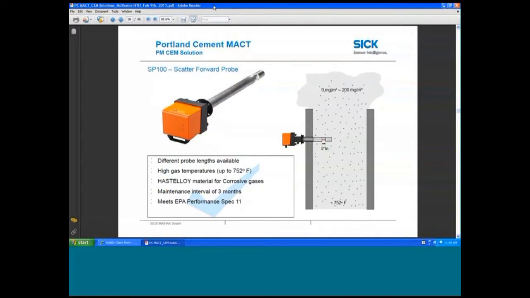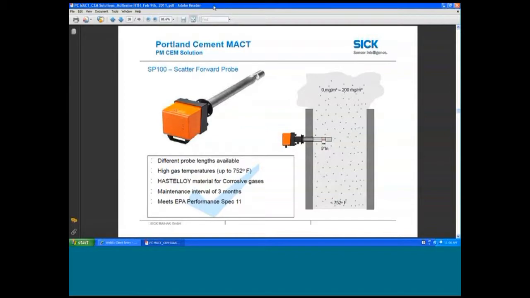The SP100 is a quite simple device. We use a laser light. We shine it through to the end of a probe where we've got a small slot. This is the standard way it's done. There are a number of manufacturers that sell and make these scattered light devices, and the probe versions are all very similar in form and function. Obviously, different probe lengths are available based on process conditions, mounting conditions, whether you have a double-walled stack or single-walled stack.